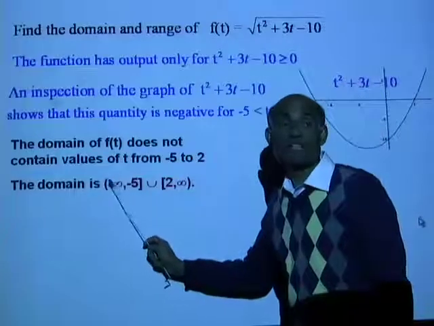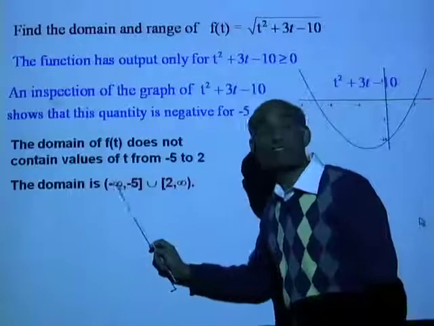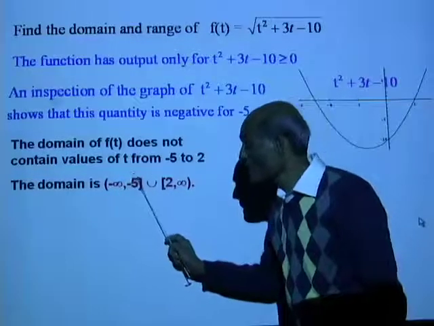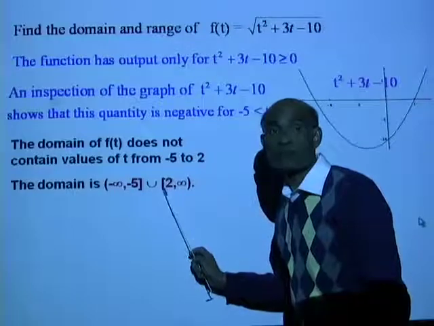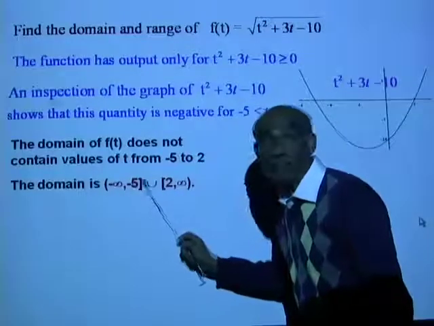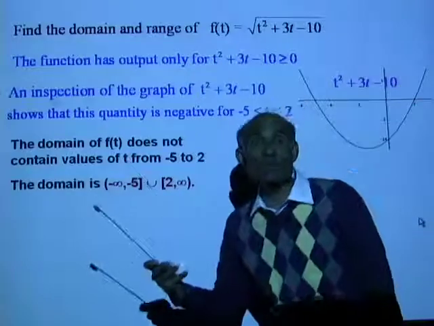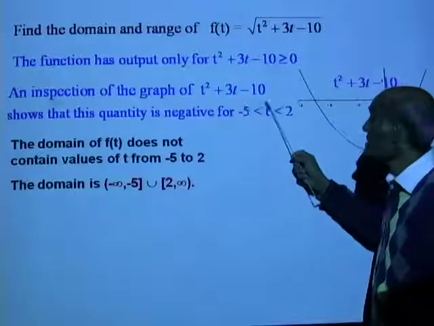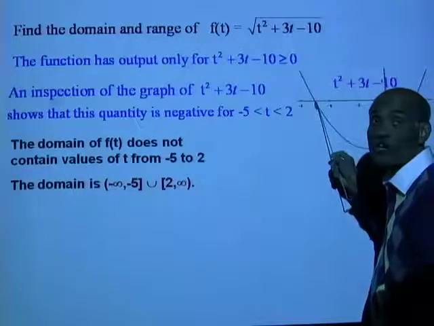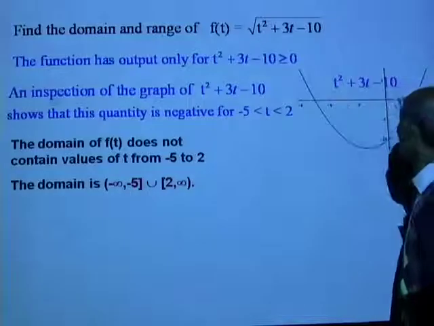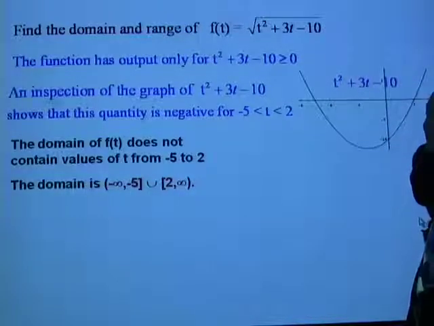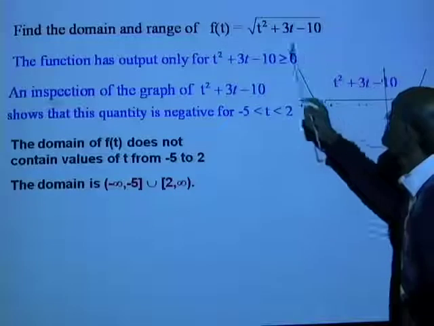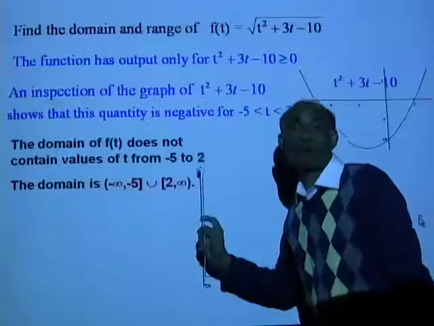The domain is negative infinity to -5, union, 2 to infinity, and look at the brackets we have used here. What does that signify? It means -5 and positive 2 are included in the domain. You have domain values all the way from negative infinity to -5, with -5 included, and 2 to infinity, with 2 included. But values greater than -5 and less than 2 are not in the domain. That is what this means.